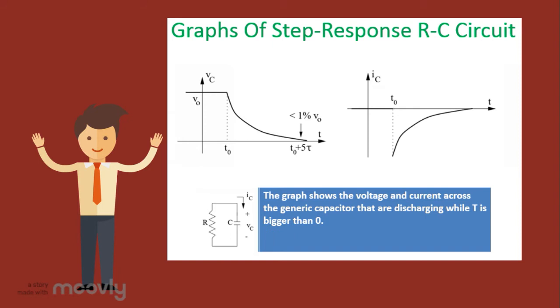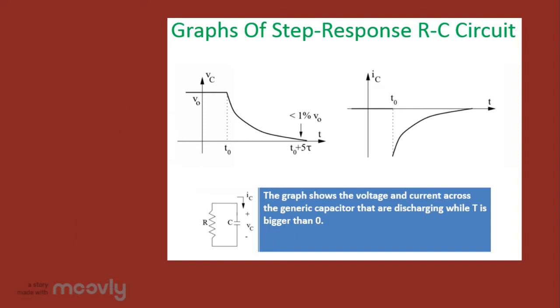These graphs show the voltage and current across the capacitor that is discharging while t is bigger than 0.